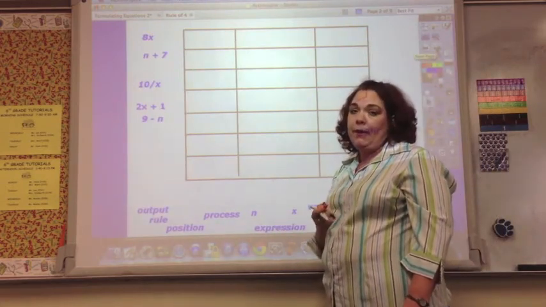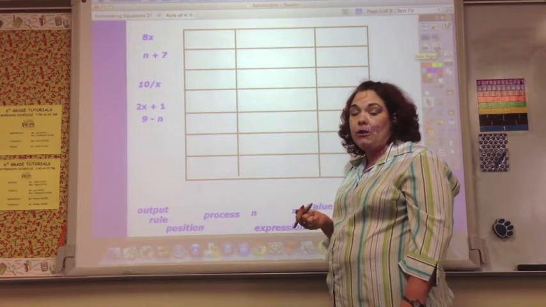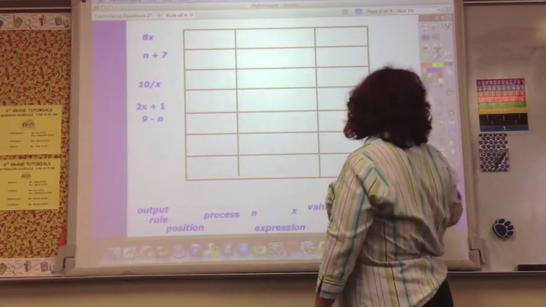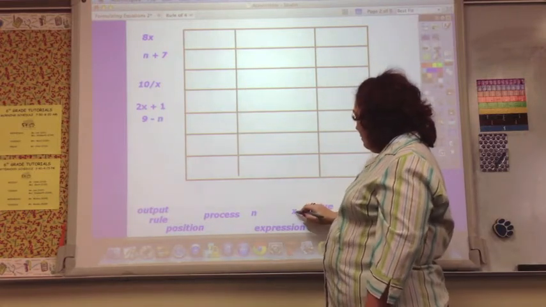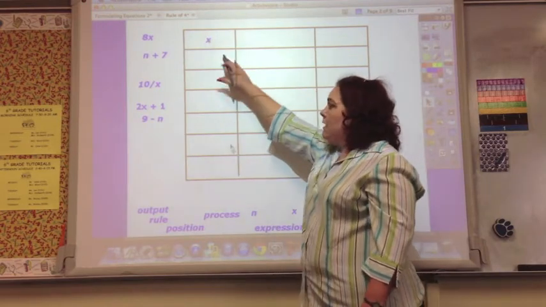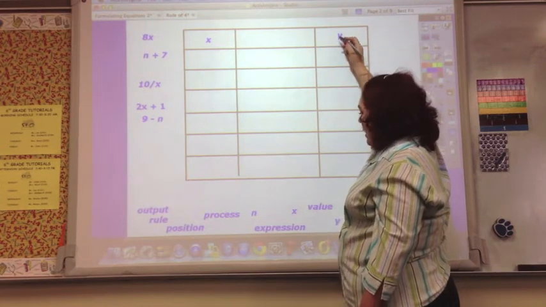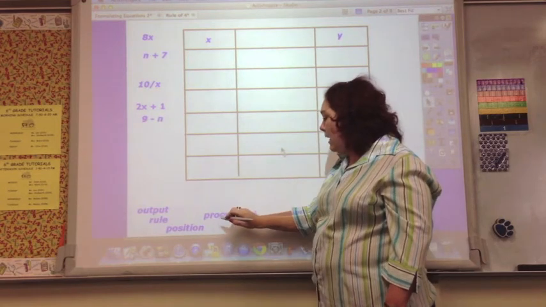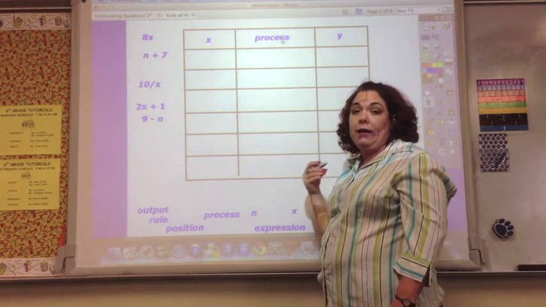First, let's talk about some vocabulary and terminology, because one of the things I think is most difficult about algebra is that the same thing may have different names. So if you are looking at this table, we like to think of this x going here for this term, and then y going here. And then we call this part of the table the process column. And the process just means what's going on.